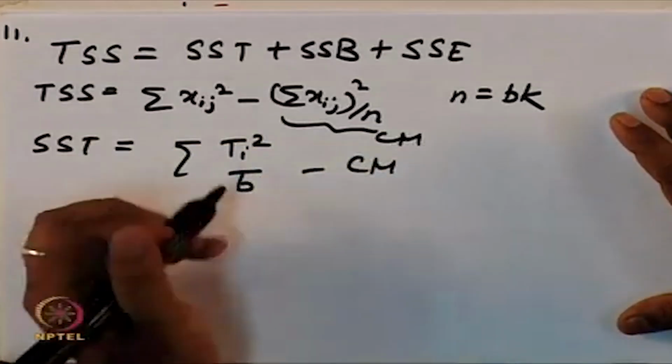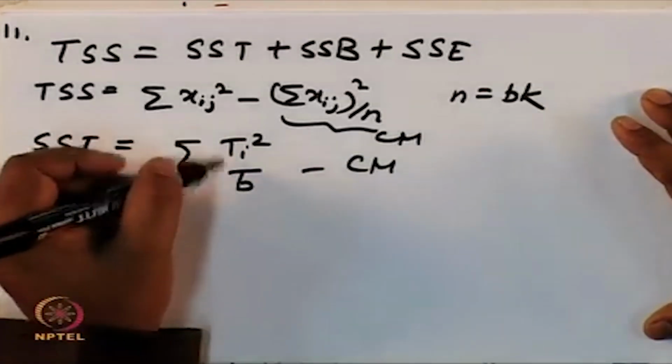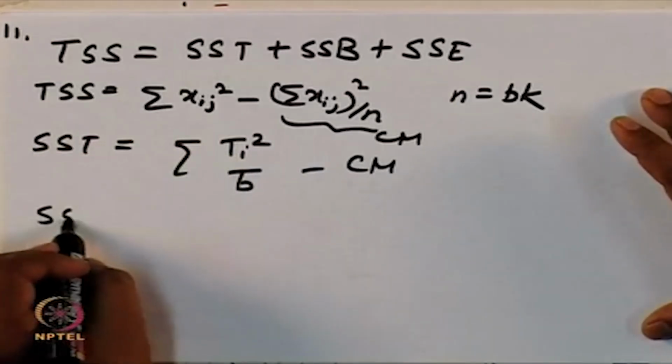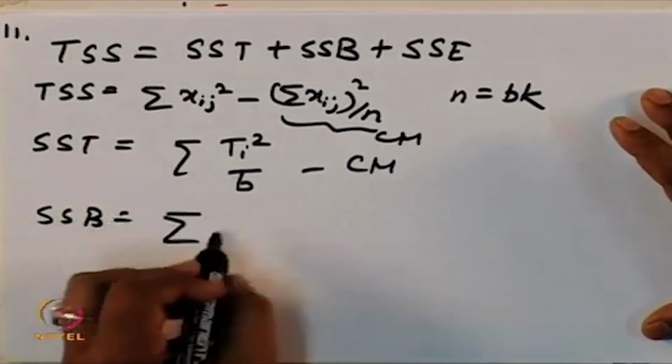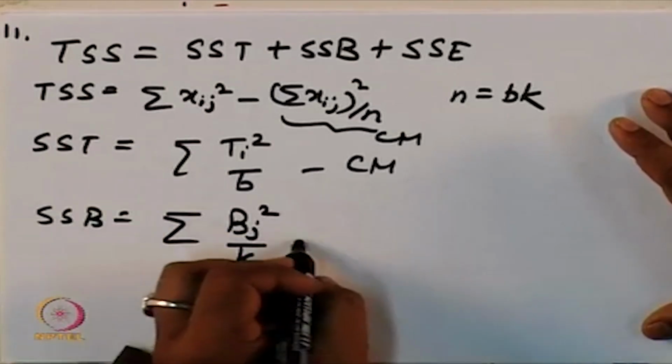So, Ti square by b, there are b blocks, and for each block you have these many treatments. So, you average over that. And SSB is given by summation of Bj square by k, where k is the number of treatments.